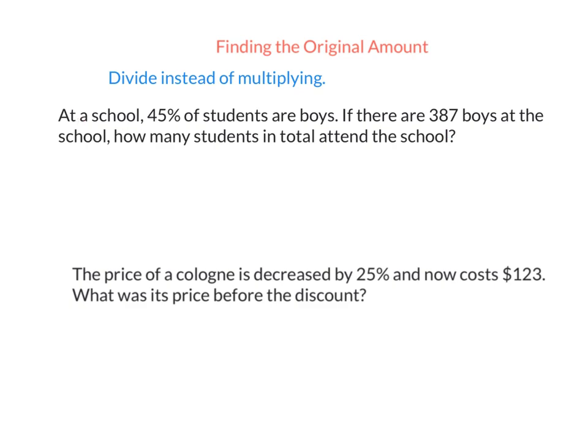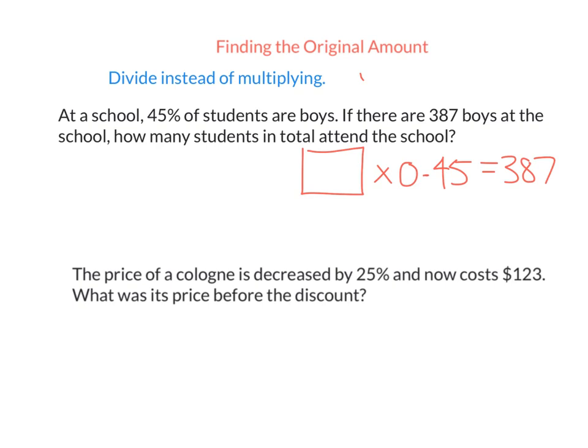So this is the kind of question that we will get. At a school, 45% of students are boys, and 387 are boys. How many students attend the school? So you might be thinking, well, how is this the original amount? Well, what we're saying here is we took some number of students. This is the number of students at the school. And then we took 45% of it. So that's the same as timesing by 0.45. And we ended up with 387. This is the final amount after 45% of this number has been taken.